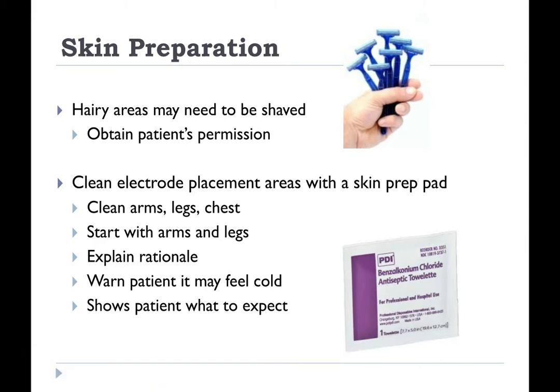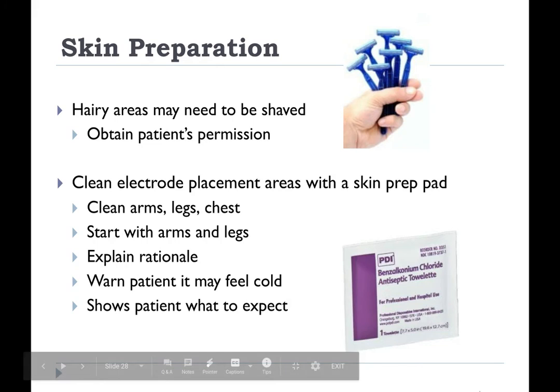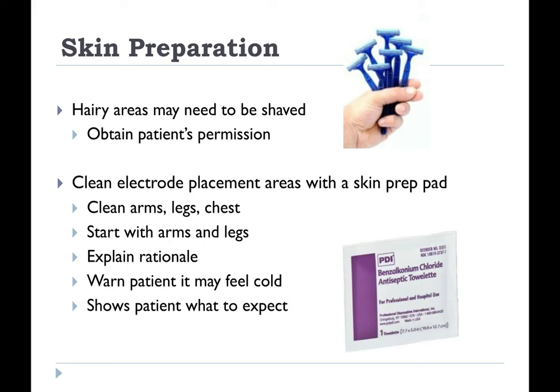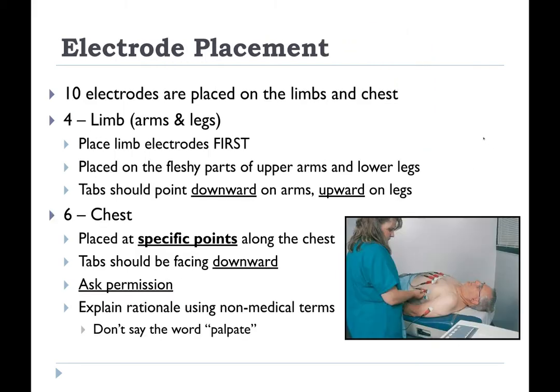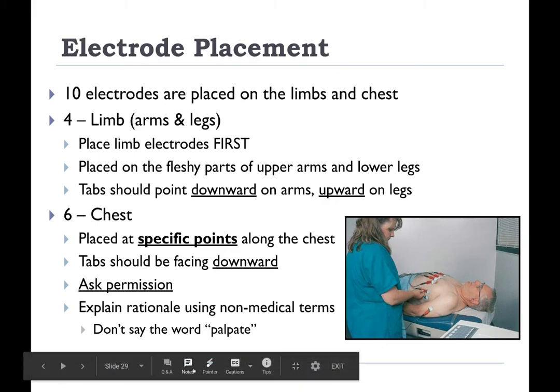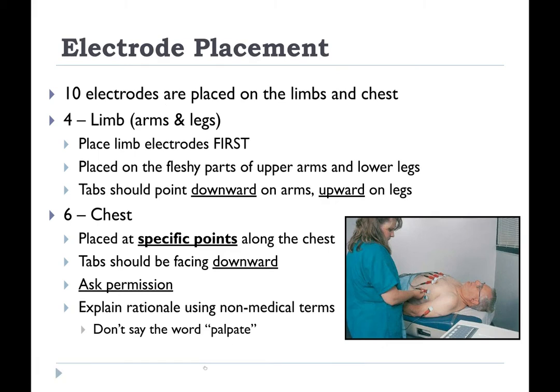You're always going to want to start with the arms and legs first and explain to the patient why you're using the skin prep pad and warn them that it might be cold. And this kind of shows them what to expect before you put the electrodes on and the leads. So 10 electrodes are placed all over on the limbs and chest. 4 of them are on the limbs, so 2 on the arms and 2 on the legs. You're going to place the limb electrodes first.